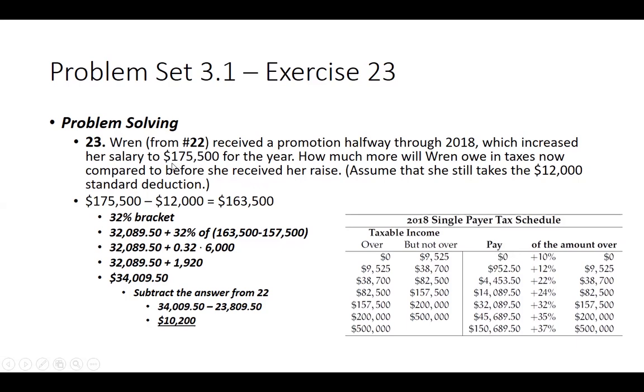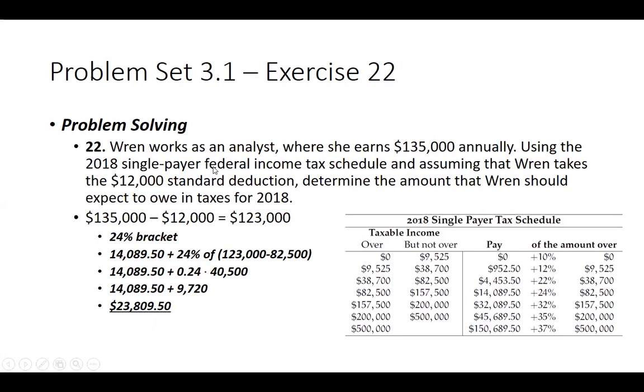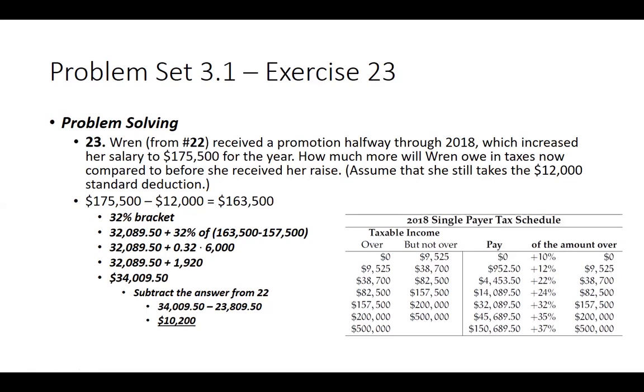Now, this year, after the raise, she's making $175,500. Before, she was earning $135,000. That's $40,500 extra dollars in salary, but only $10,000 extra dollars in taxes, which makes sense because you're never hurt by taking a raise in terms of taxes. The extra taxes are more than covered by the increase in salary.